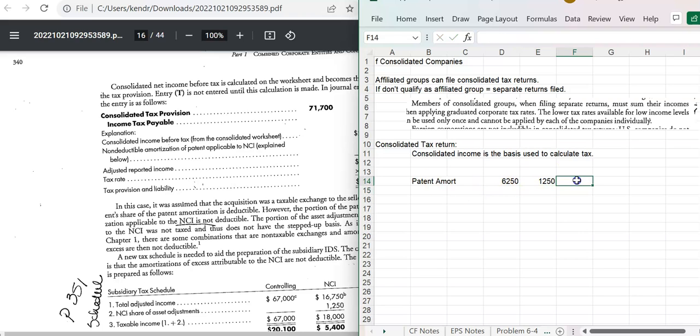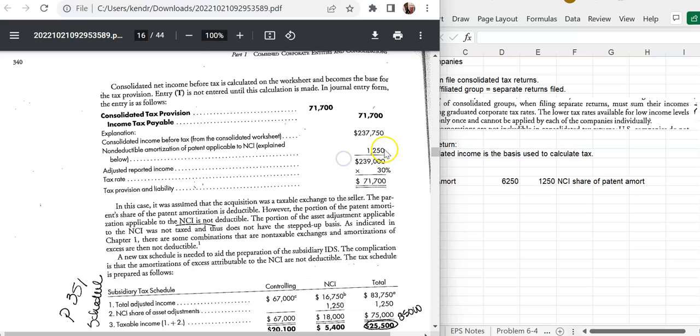So that's the NCI share of patent amortization. We don't get to deduct that, so that has to be added back. Then we have the adjusted income times the tax rate, and there's our income tax. And then on the consolidated financials, this entry would be made, for taxes. Entries would not be made on separate books at this point. It's not yet.